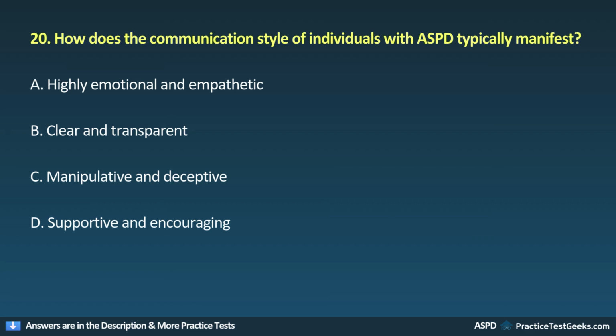20. How does the communication style of individuals with ASPD typically manifest? A. Highly emotional and empathetic. B. Clear and transparent. C. Manipulative and deceptive. D. Supportive and encouraging.